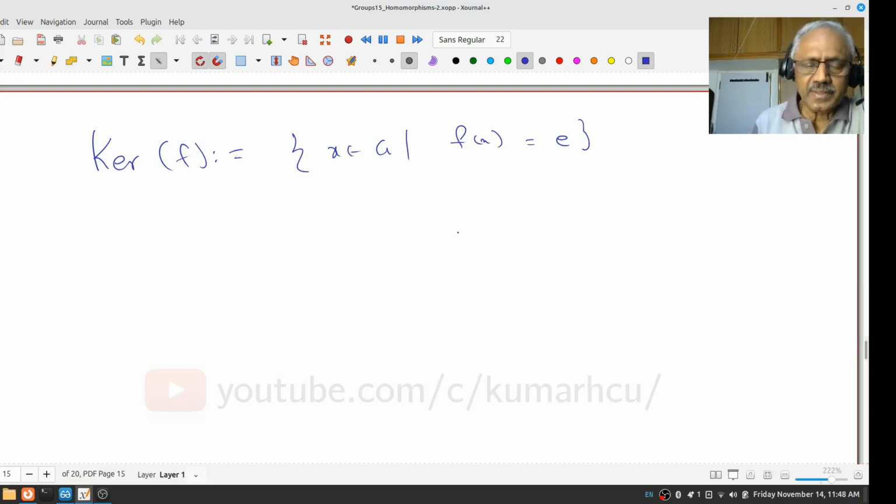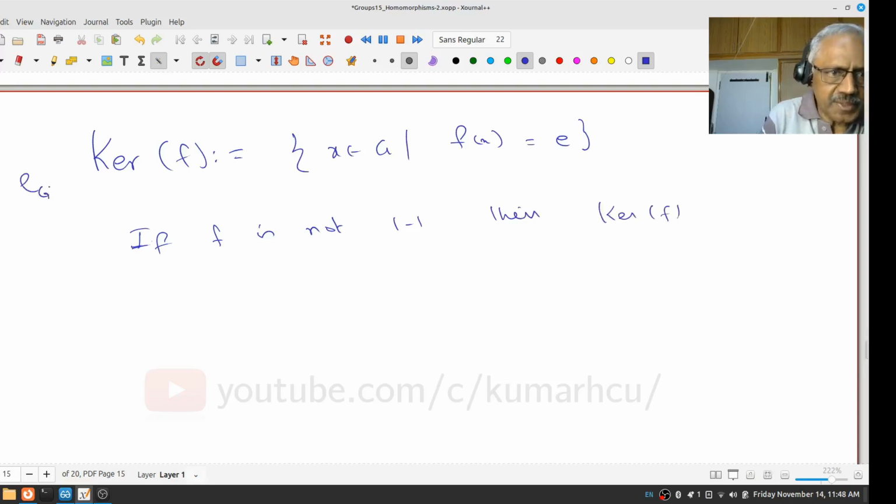Now I want to characterize. So what we proved was, if f is not 1-1, then kernel of f, remember this E_G will always be there, kernel of f contains a non-identity element.